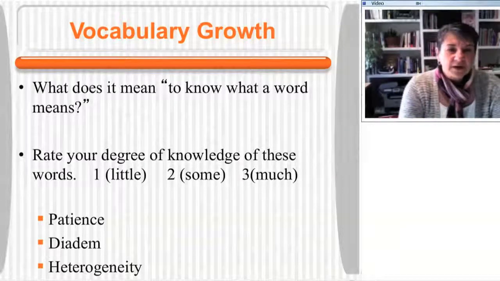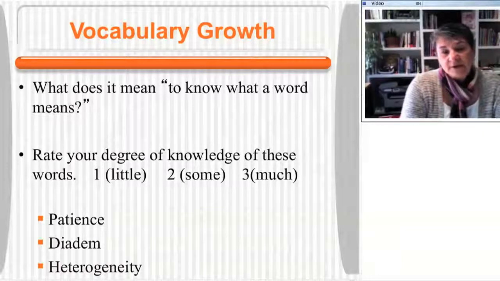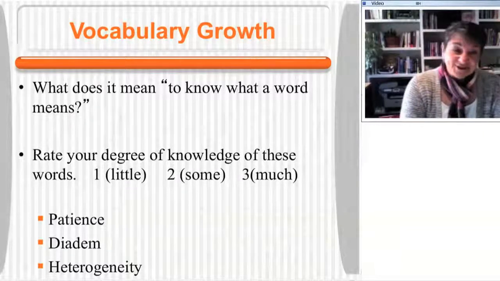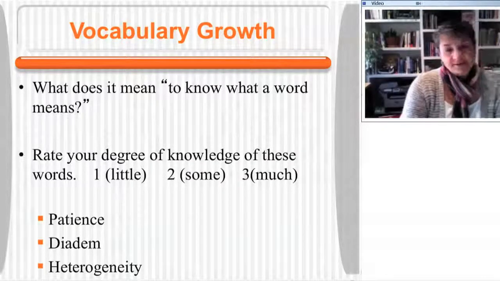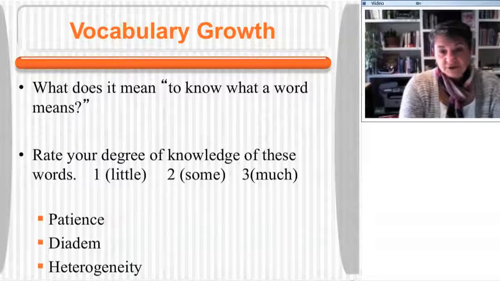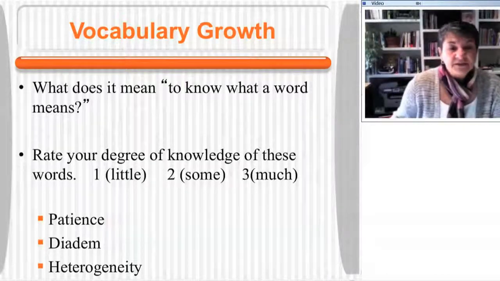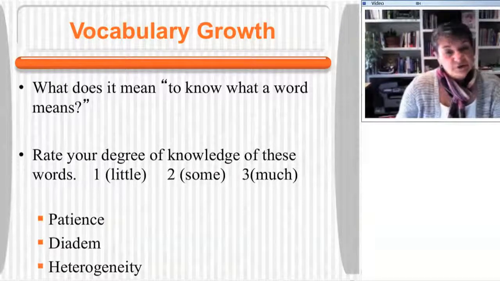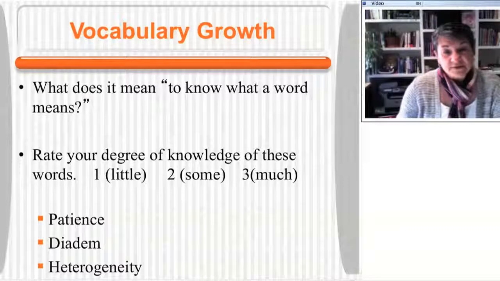Now, one other thing I want to talk about before we talk about strategies: what does it mean to know what a word means? Well, we can look at a couple of words, and I could say to you, rate your degree of knowledge of these words. Little would be you'd give yourself a 1, some would be a 2, and 3 would be much. You have a lot of knowledge of the word. Well, let's look at the first word, patience. How would you rate your knowledge of the word patience? Well, probably most of you would say much knowledge.